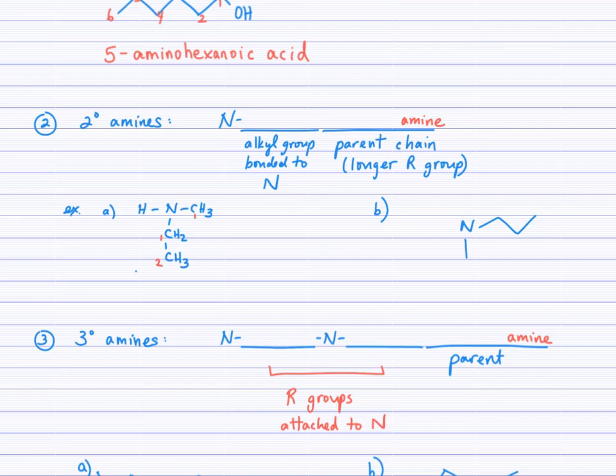Okay, so for secondary amines, you'll notice that 2 of the hydrogens in ammonia have been replaced. And this adds a little wrinkle, a little new feature to the naming that we've been doing. So the parent chain is going to be the longer of the 2 R groups that are attached to the nitrogen. And so if I'm looking at example A, I see there are 2 carbons here and only 1 here. So the parent chain is the longer R group. That will be eth in this case, ethane, except we're going to drop the E and add the amine.